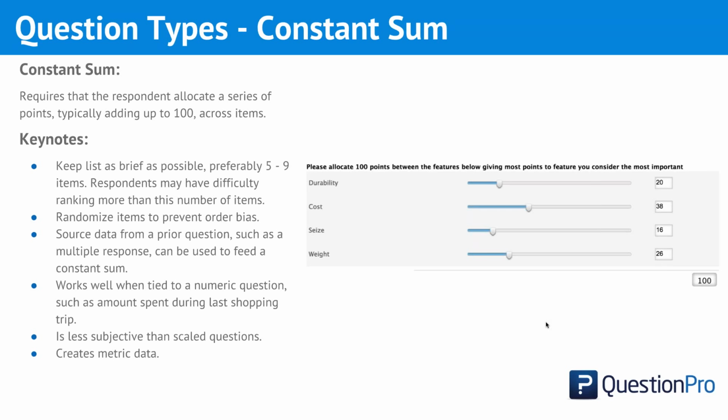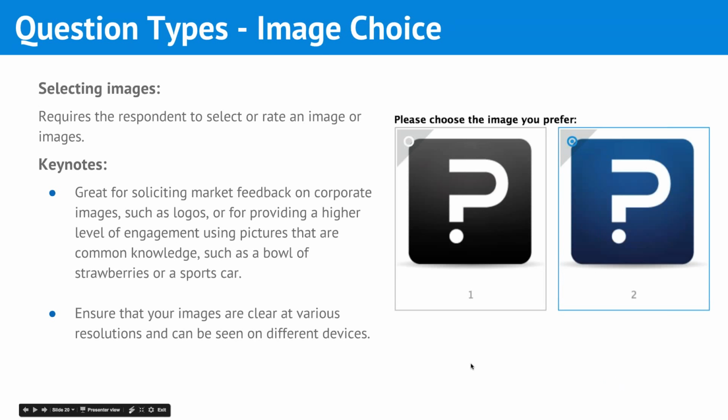And I found that constant sum works really, really well when it's tied to a numeric question, such as the amount spent during the last shopping trip. It allows you then to kind of take that data and do some wonderful analytical tools around it. It creates metrics data, which you can then use for more sophisticated analysis, such as regression or factor analysis, cluster analysis, if you will. So constant sum, adding up to 100 as well.